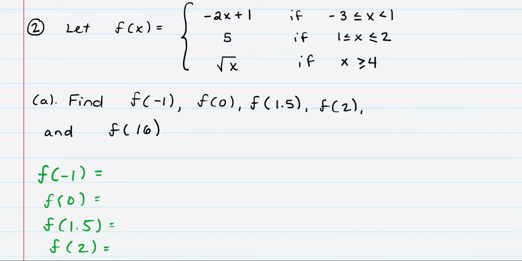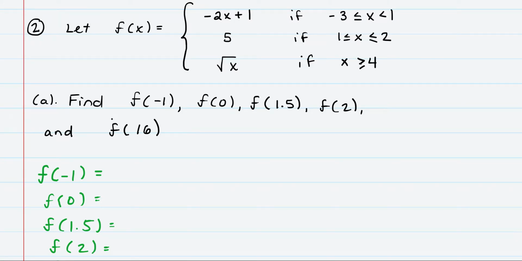I want to do a couple more problems involving piecewise functions. Let's start with this one. Suppose f of x is equal to negative 2x plus 1 when x is between negative 3 and 1, and it can equal negative 3 but not 1. Let f of x be equal to 5 when x is between 1 and 2, and we can equal 1 and 2. And let f of x be the square root of x when x is greater than or equal to 4.